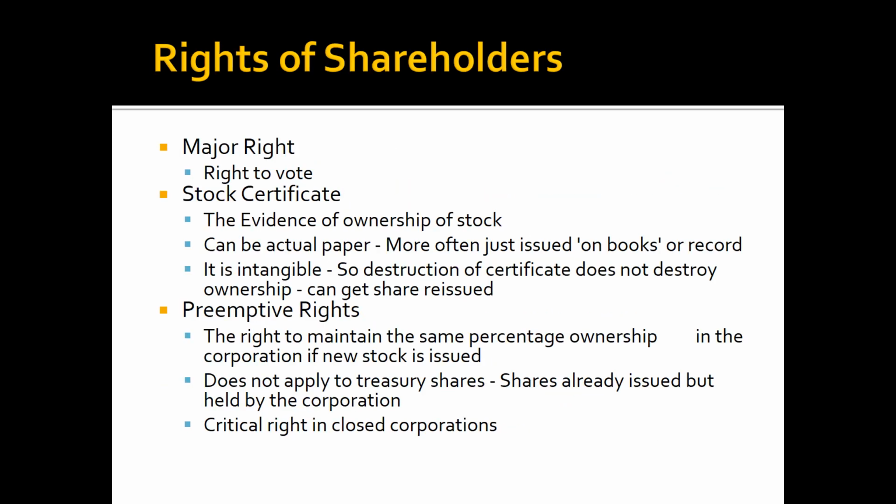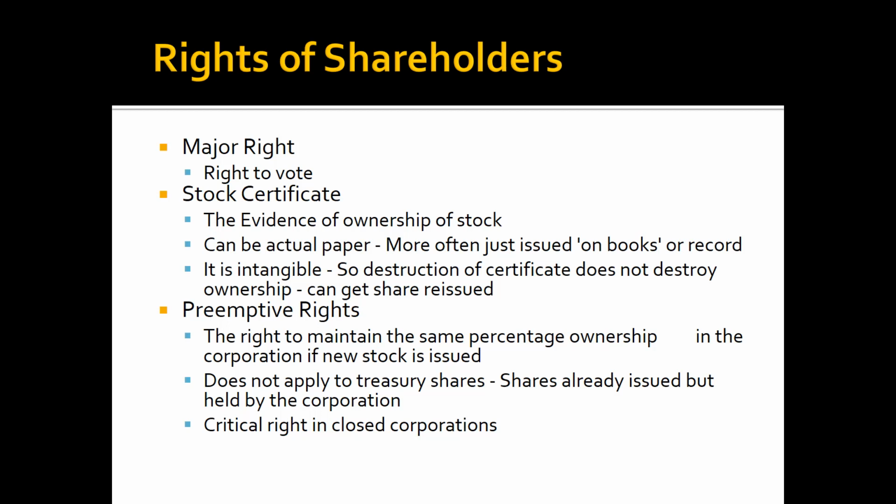So the big thing that shareholders get is the right to vote. After that, they get stock certificates. Now, it can be actual paper, and I showed you some pictures of it in the last chapter, but that's pretty rare. Most of the time now it is just book shares. So they record, yes, you have 100 shares of Amazon, and you don't get an Amazon certificate. It is an intangible right. So if the certificate's destroyed, but we have a record that you owned it, you can get it reissued. So it's not gone. It's not like if you have $100 in your pocket and you lose it, it's gone.